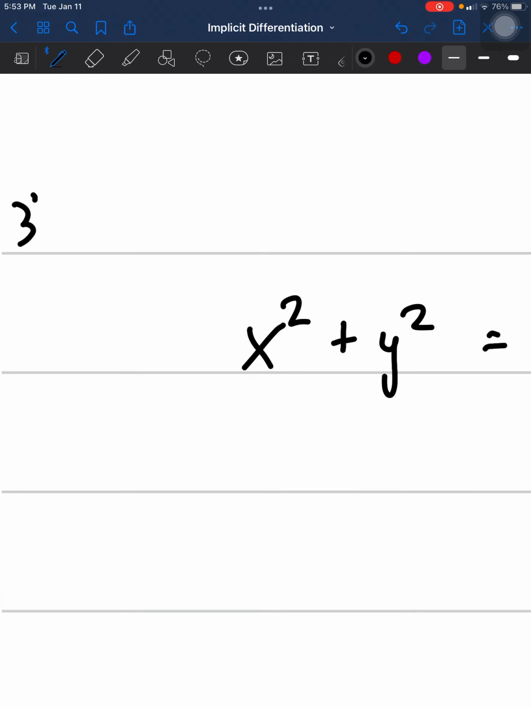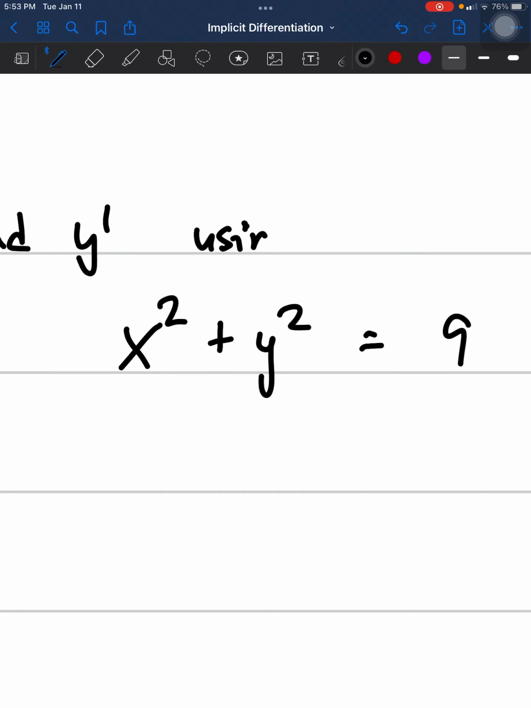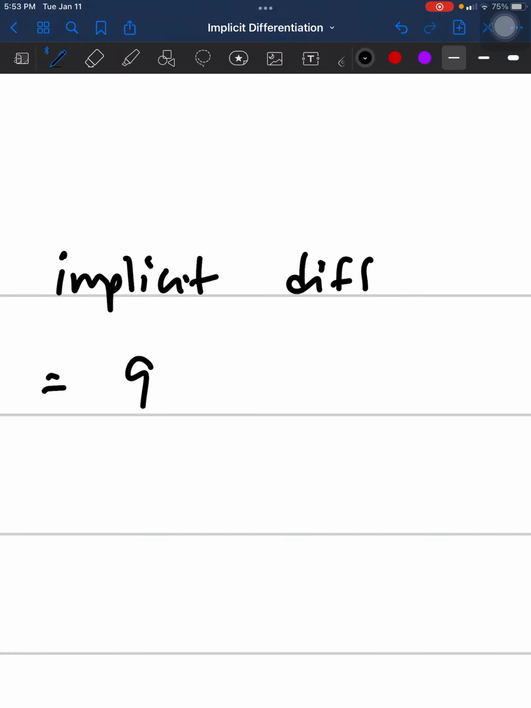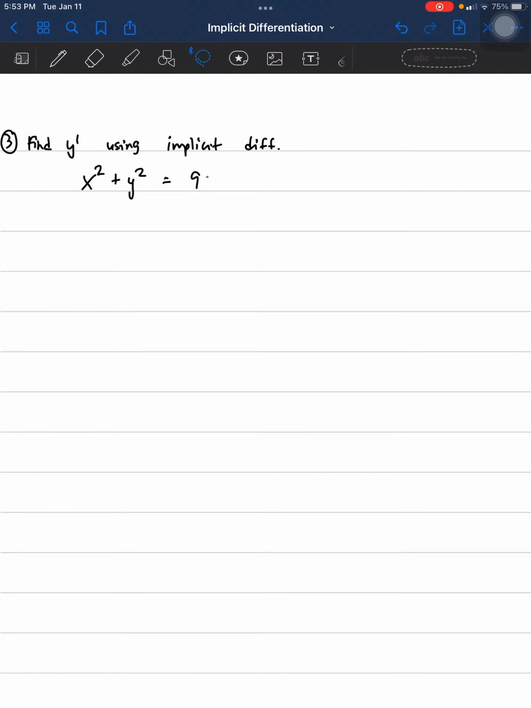So x squared plus y squared is equal to 9, and what we want to do here is find y prime using implicit differentiation. We can solve this by solving for y, but we get a positive and negative value, and once again we don't know which is the right solution. Should we use both, or just one of the solutions? So the best way to approach this problem is using implicit differentiation.